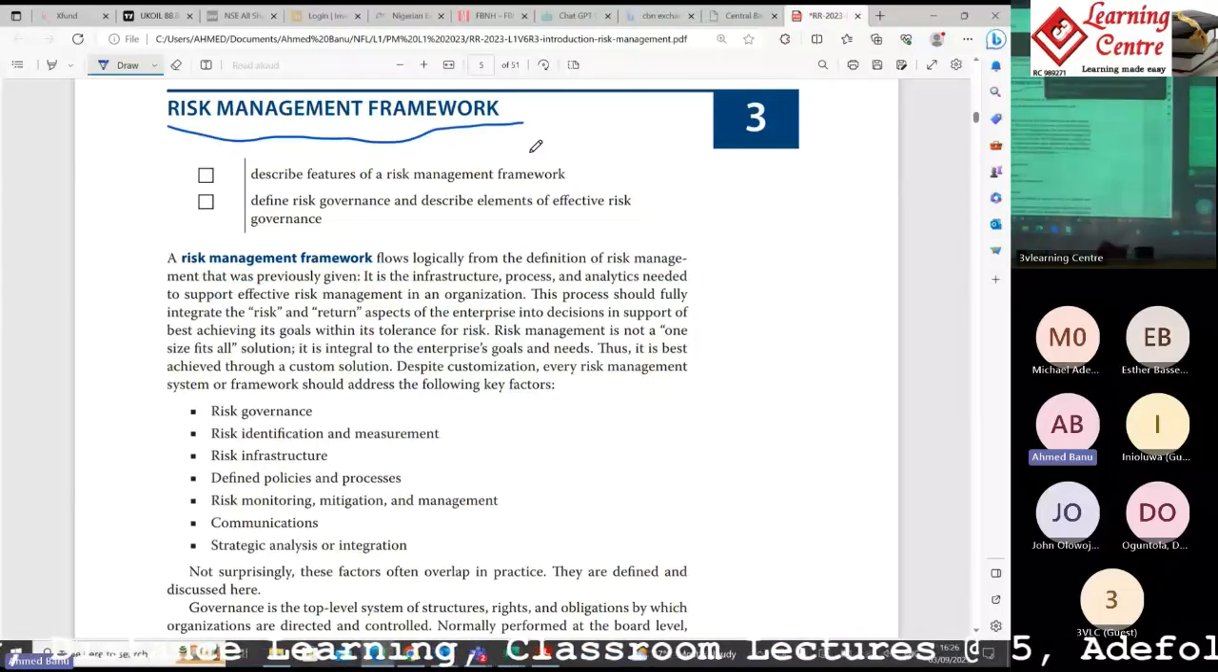Then you need to understand what policies and processes are going to be. So, what policies and processes flow within that risk management function in your organization? Yeah. So, how are things done? Who is looking at what and all that? Yeah. Then you now have risk monitoring, mitigation, and management.